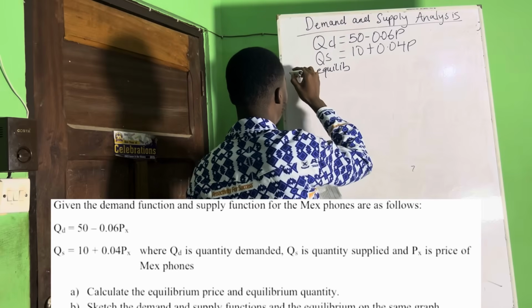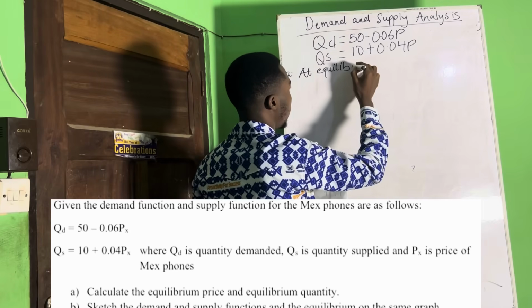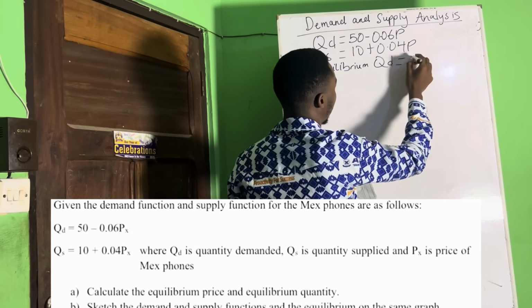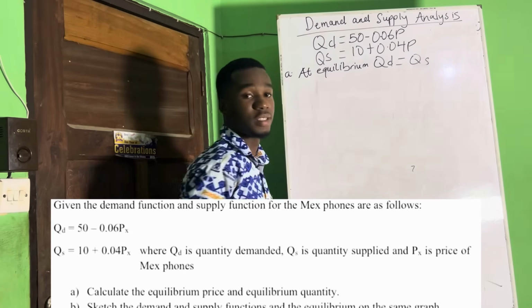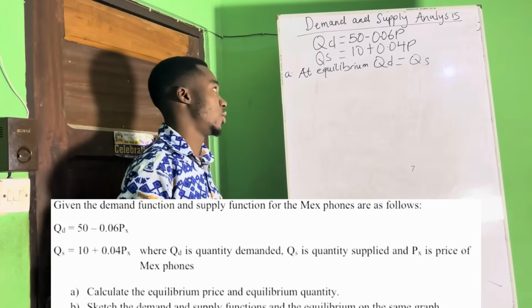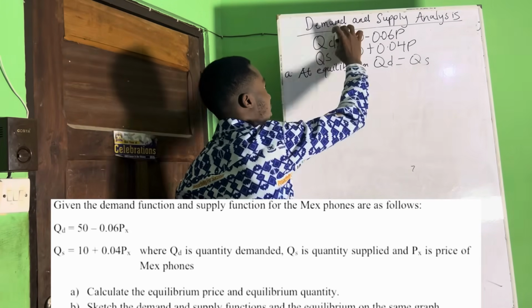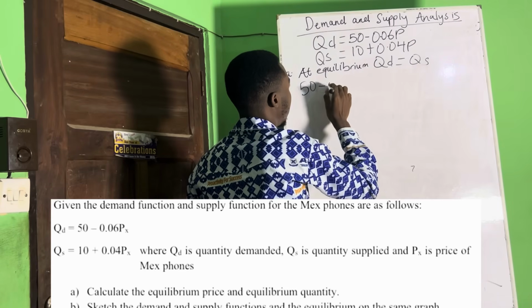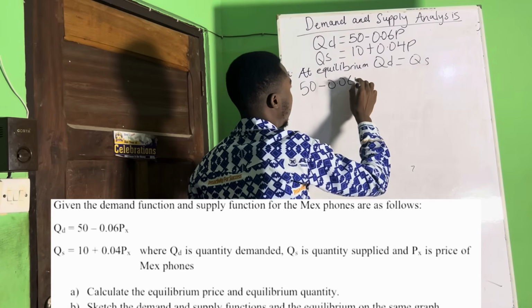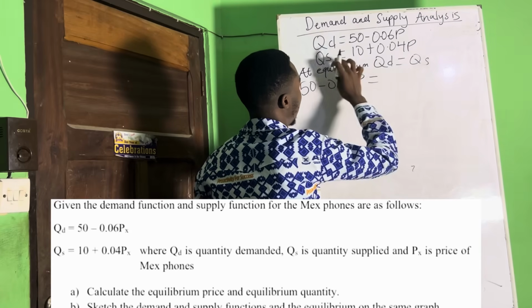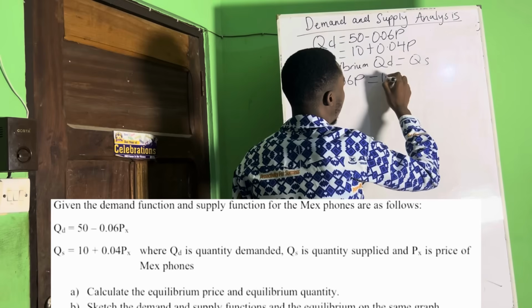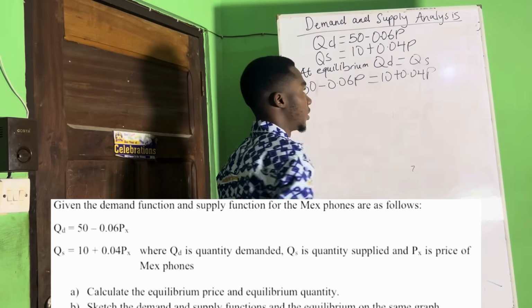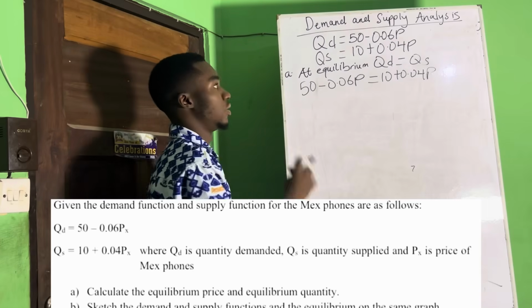So when you're writing, you first say, at equilibrium, quantity demanded is equal to quantity supplied. I'm doing part A. This is the first thing you write, so the examiner will know that you know what you are talking about. So the quantity demanded is 50 minus 0.06p, and it is equal to the quantity supplied, which is 10 plus 0.04p. If you do this, you get 1 mark for it.